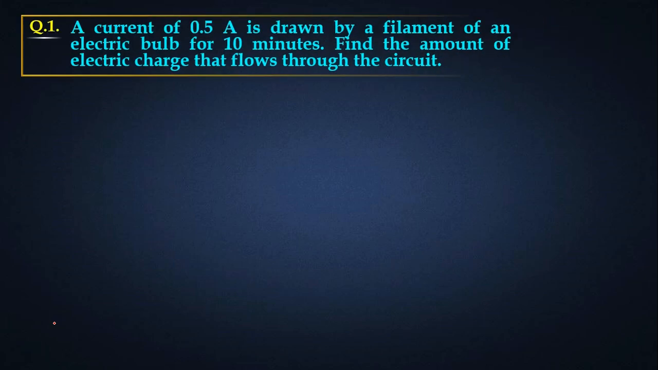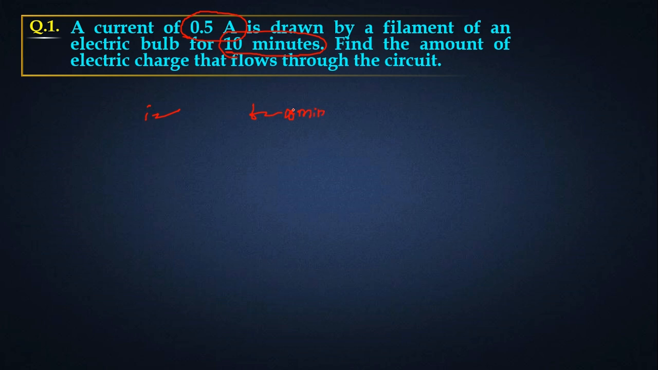Okay. Now look at question number one. A current of 0.5 amperes is drawn by a filament of an electric bulb for 10 minutes. Find the amount of electric charge flowing through the circuit. Directly given in the question, current is how much? 0.5 amperes. I value is given. Drawn by a filament of an electric bulb for 10 minutes. Time is given.